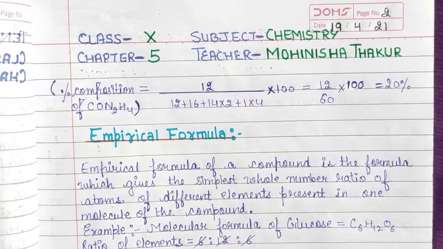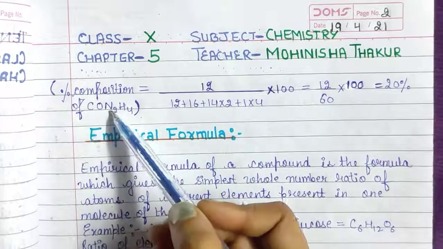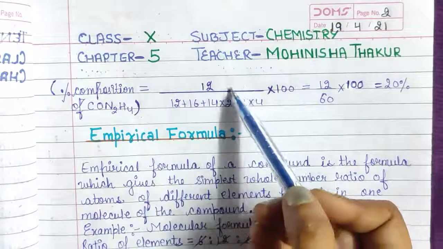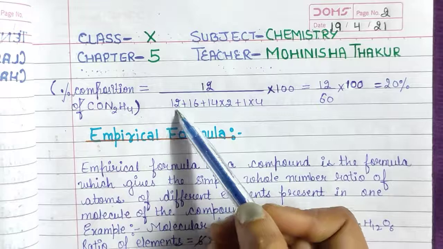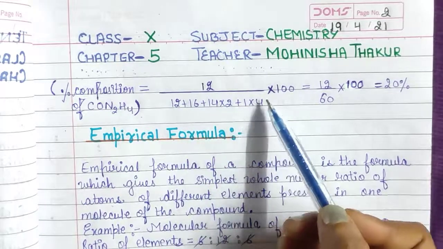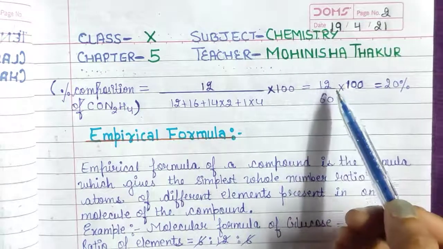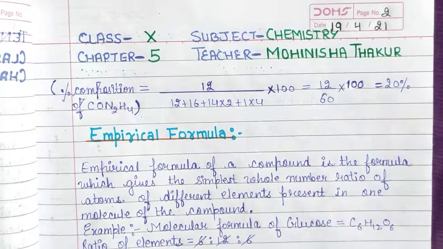Suppose, students, if we find the percentage composition of carbon in COC2H4, it will be equal to 12 upon the molecular weight of that compound, that is 12 plus 16 plus 14 into 2 plus 1 into 4, into 100. So it will be equal to 12 upon 60 into 100 and will become 20%.